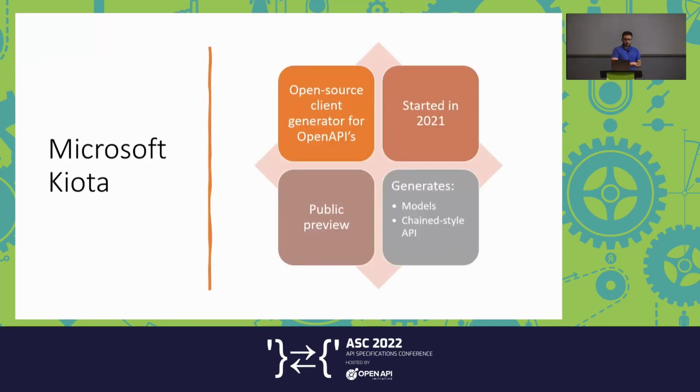Now, if we talk about Kiota, and I'll do a demo in a couple of seconds, this is a project we started back in early 2021. What it does is it takes an OpenAPI description and will generate you a client in a language, and then you can use that client to query the API. What does it generate exactly? Well, first and foremost, the models that represent the different schema components or the different entities on your API. And it also generates a chain-style API surface to help you build your request and execute your request.